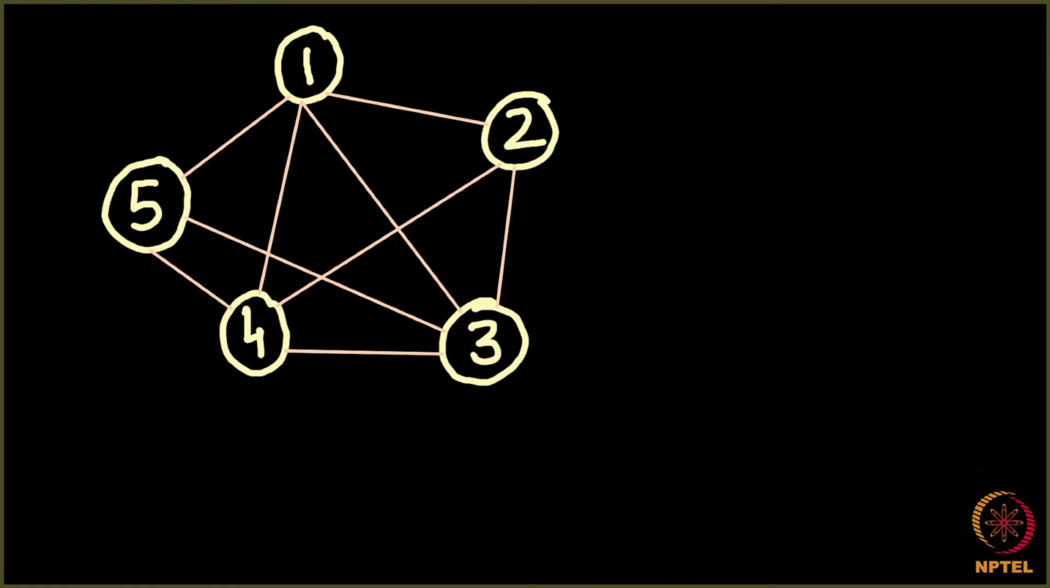So it's a network consisting of 5 nodes, and let's see how an epidemic or how a contagion will spread here. And here we are talking about the SIS spreading model.